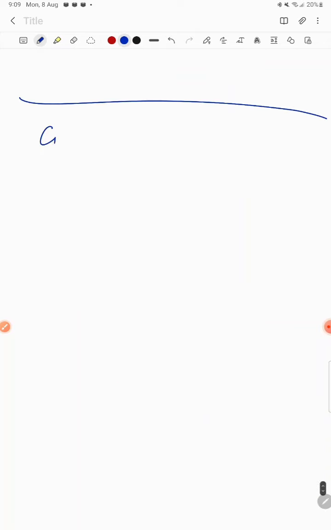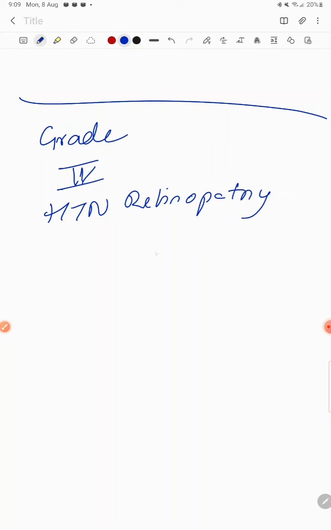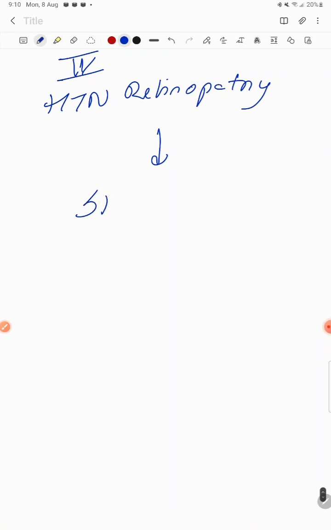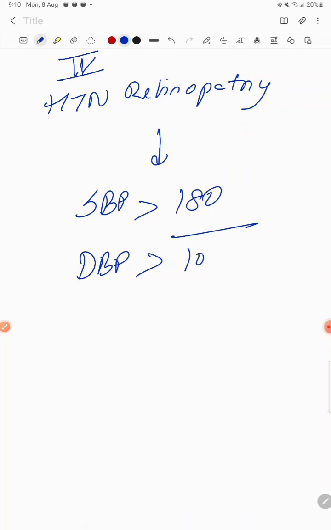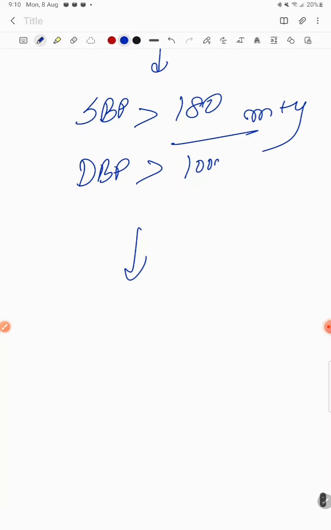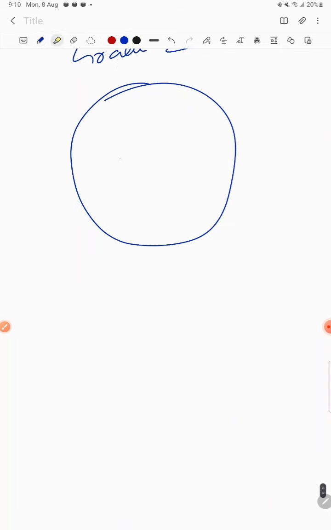Now coming to the very important grade 4 hypertensive retinopathy. Very, very important. It occurs only when your systolic BP is more than 180 and diastolic BP is more than 100 mm of Hg. Then only there is grade 4 hypertensive retinopathy. In grade 4 hypertensive retinopathy, you are going to have disc edema.